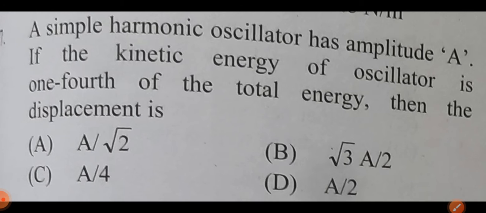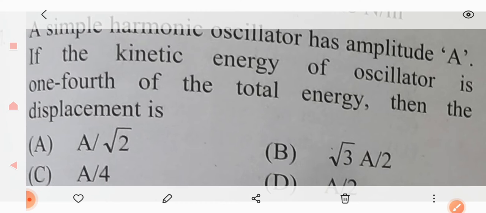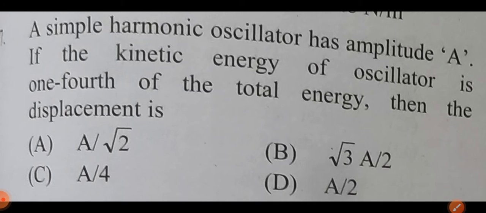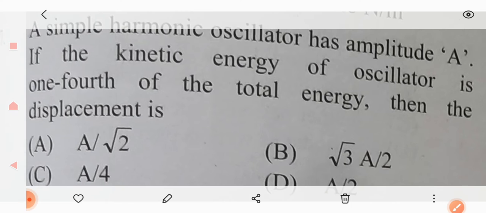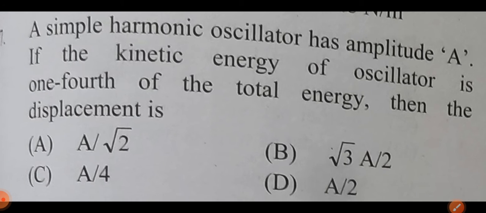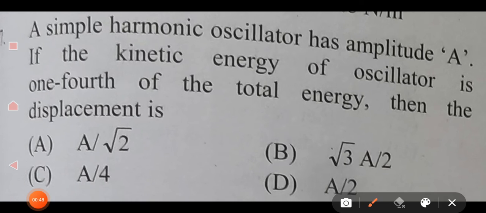A simple harmonic oscillator has an amplitude A. If the kinetic energy of the oscillator is one fourth of the total energy, then the displacement is: option A, A upon root 2; option B, root 3 A by 2; option C, A upon 4; and option D, A by 2. Friends, in this question, the word one fourth is very important. So, here we'll see how to find out the solution of this question.